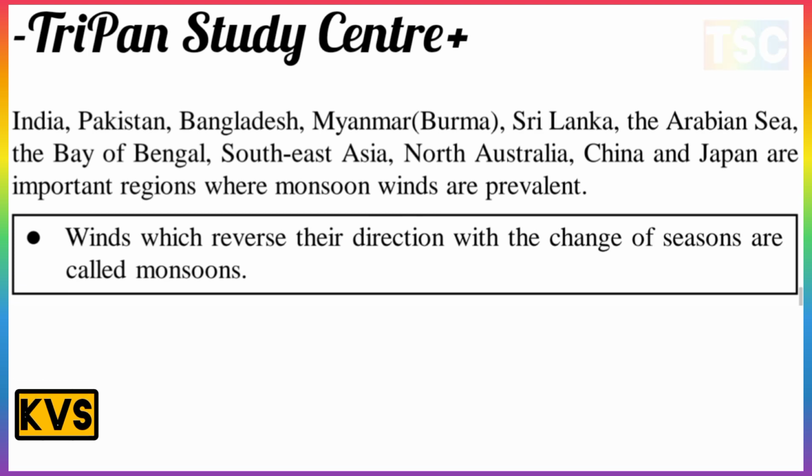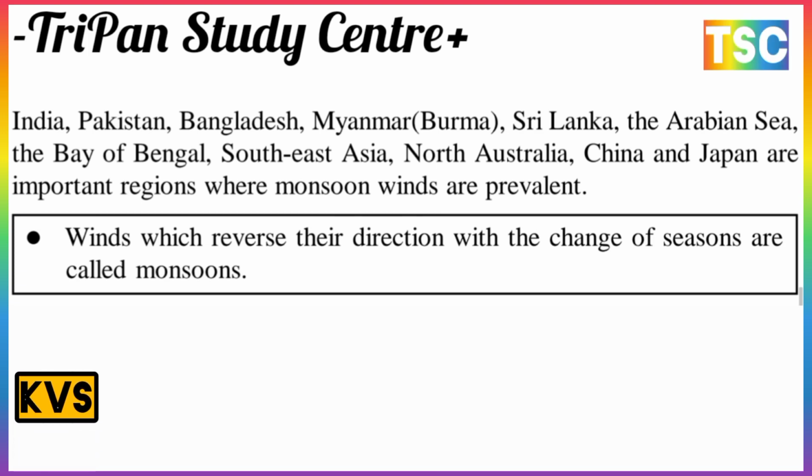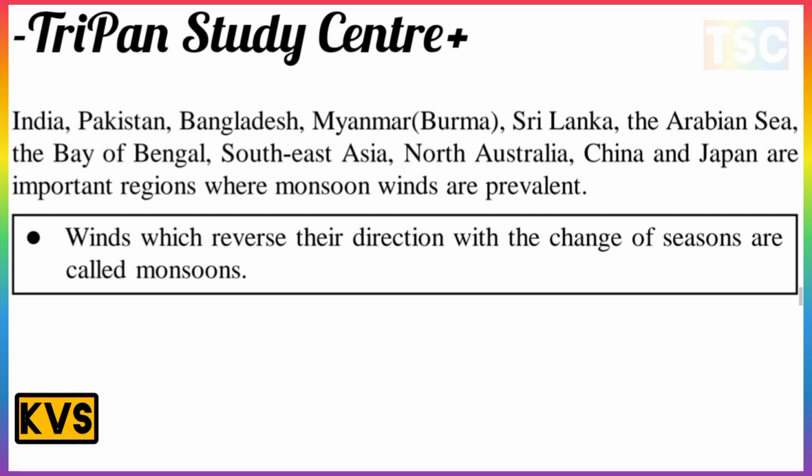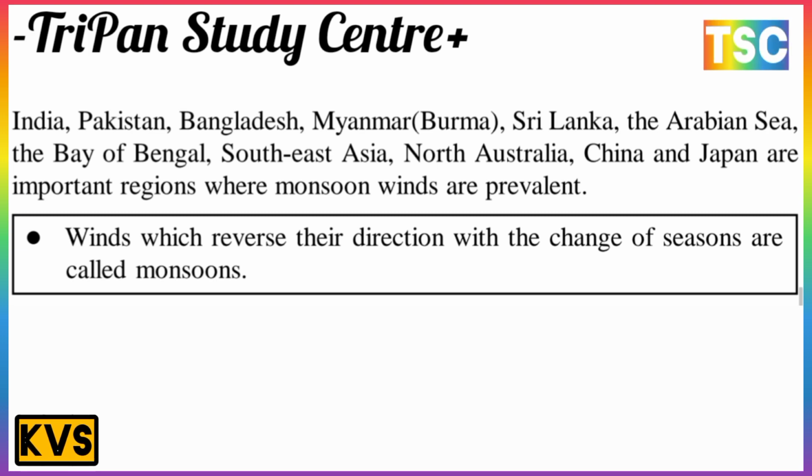India, Pakistan, Bangladesh, Myanmar, Sri Lanka, the Arabian Sea, the Bay of Bengal, Southeast Asia, Northern Australia, China and Japan are the important regions where the monsoon winds are prevalent. This is important here. Winds which reverse their direction with the change of season are called monsoon. You know what a monsoon is? Winds which reverse their direction with the change of the season are called monsoon.